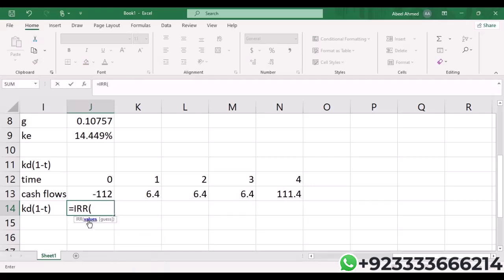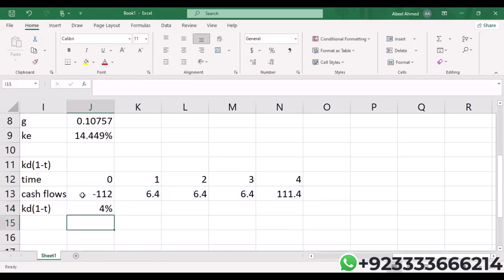Just do this. Shift and select all the values, close bracket, enter. Students, I'm getting 4%. Is it clear how to apply this IRR formula? Okay, what about others? I hope it should be clear to everyone.